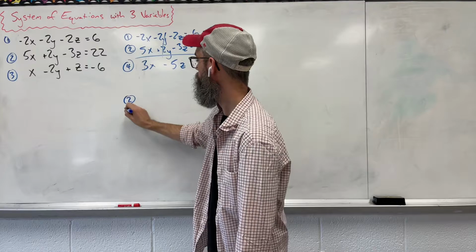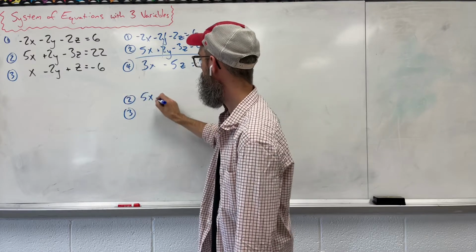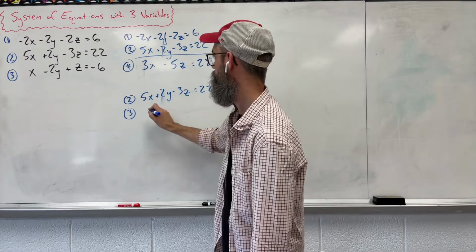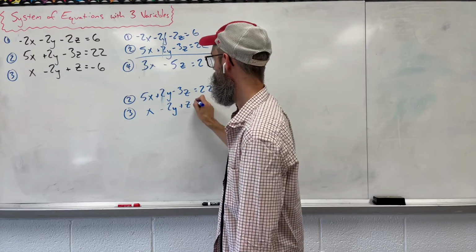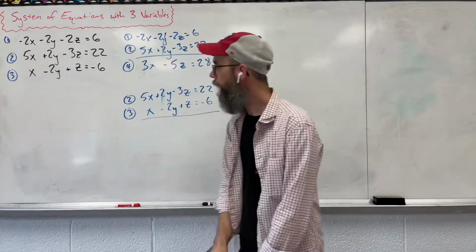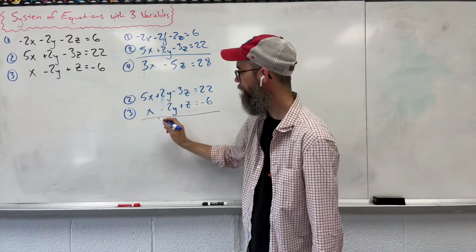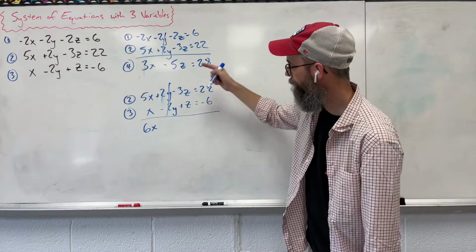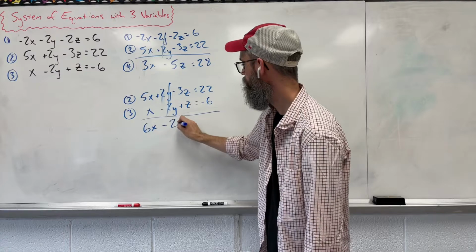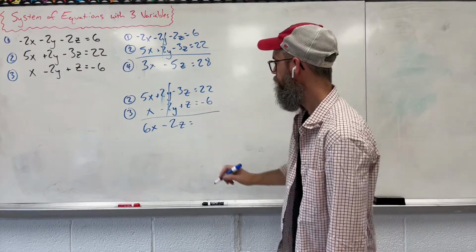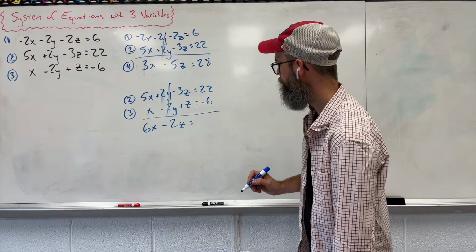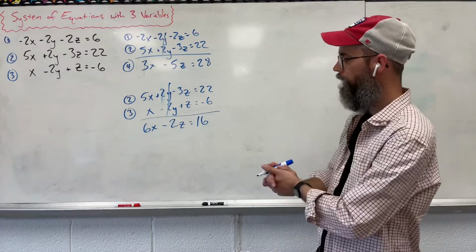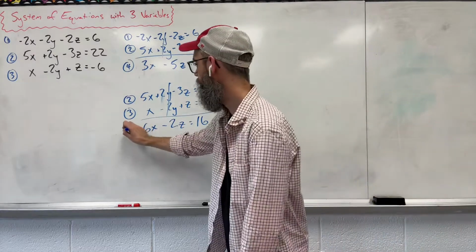So I'm going to say equation 2, equation 3, rewriting again. Combine using the elimination method. 5x and x give us 6x. My y's disappear. One's positive, one's negative. -3z and 1z gives us -2z. And where are we at? 22 minus 6 gives us 16. Okay, new equation. Let's label it. We're going to call this 5.